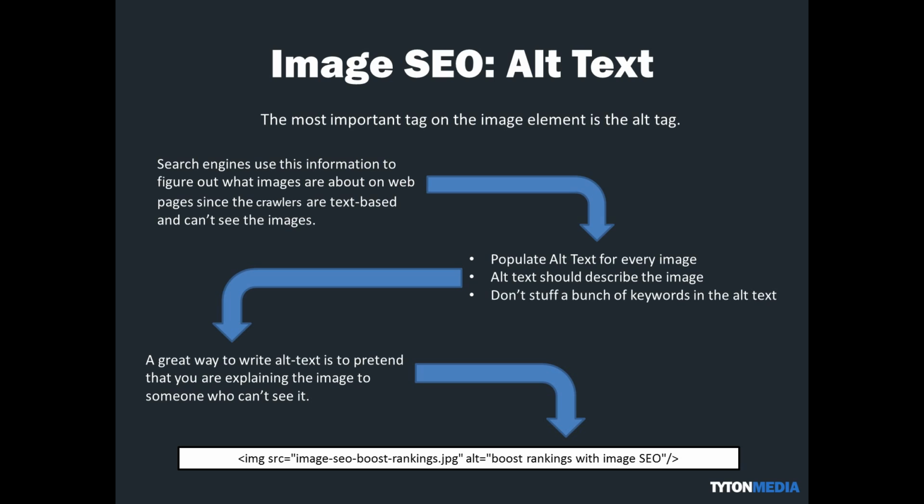Don't try and stuff a bunch of keywords in the alt text. That's not going to help you at all. A good way that we like to think about writing alt text is pretend that you're explaining the image to a blind person or someone who can't see the image. So we have a little example down here of our alt text in one of our images that says "boost rankings with image SEO." So it's explaining what the image is about in somewhat of a sentence form, but also containing some of our big keywords for that page.